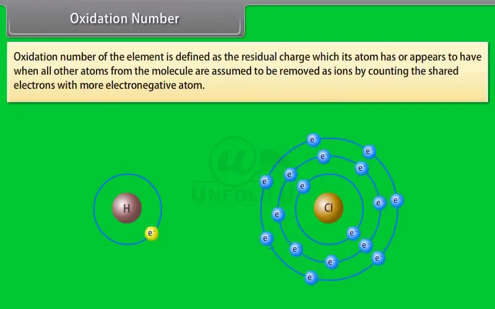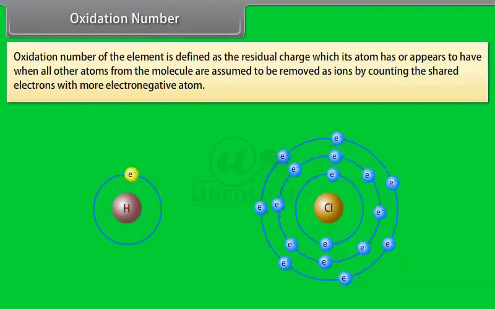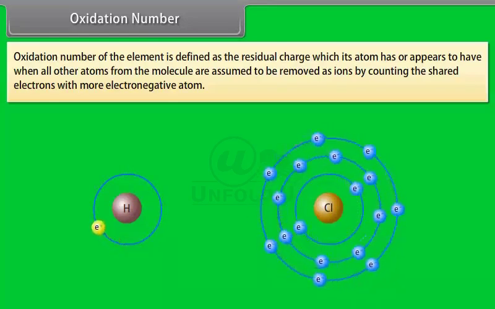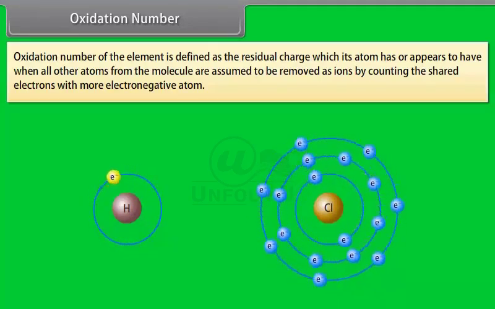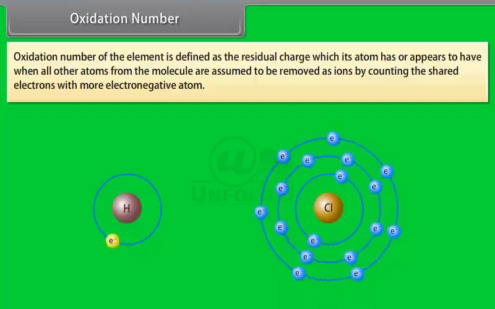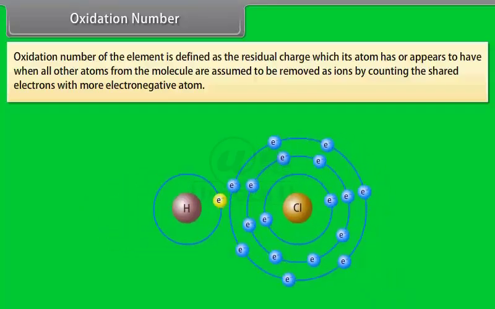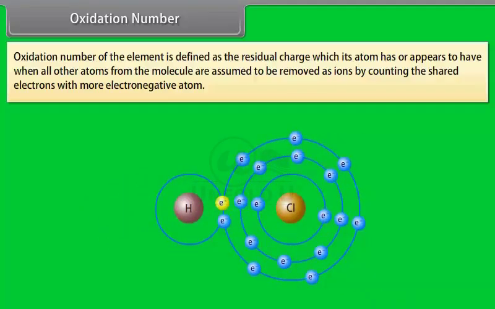Oxidation number. The oxidation number of an element is defined as the residual charge which its atom has or appears to have when all other atoms from the molecule are assumed to be removed as ions, by counting the shared electrons with more electronegative atoms. Consider an example of the hydrogen chloride molecule.